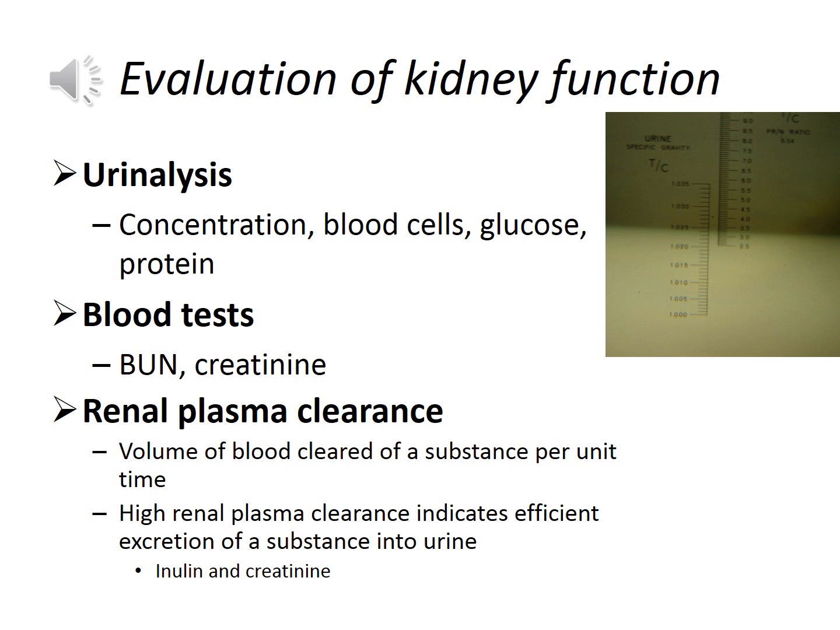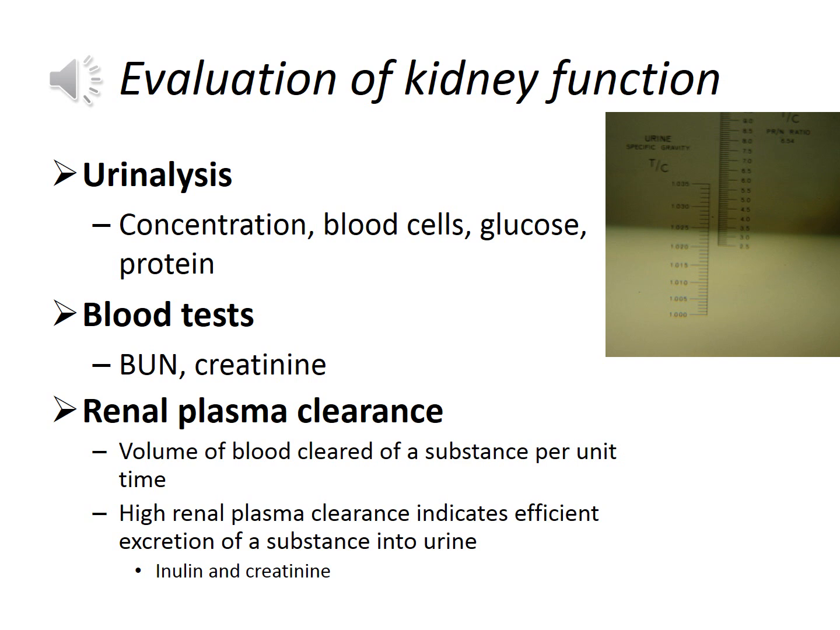So actually in the next slide, the final one is a very important concept called renal plasma clearance. Okay, and so let's define this, and then we'll look at it a little more in depth. Renal plasma clearance is really the volume of blood cleared of a certain substance per unit time. Okay, so we'll be looking clinically.